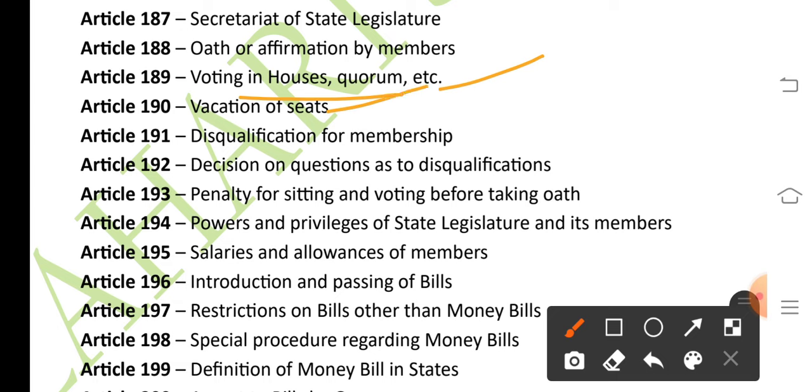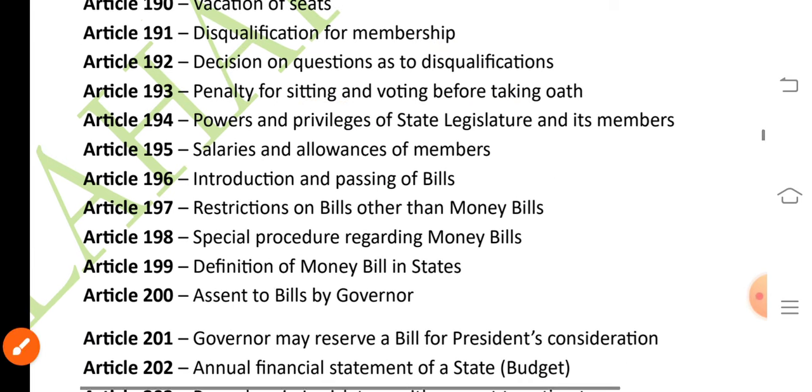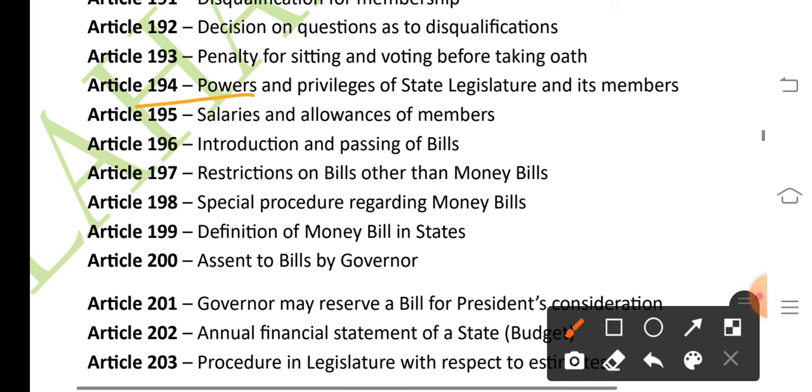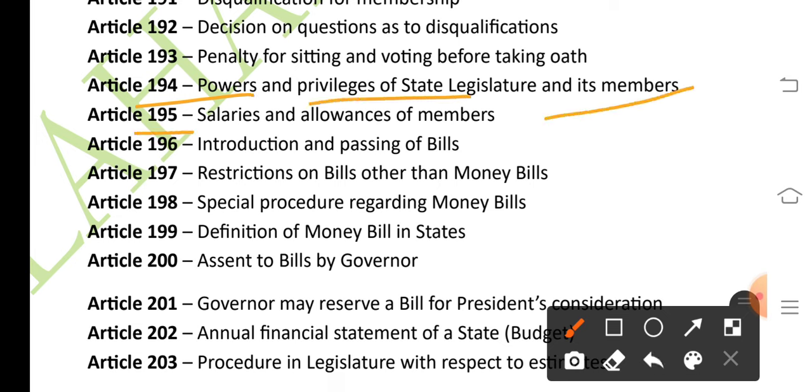190, vacation of seats. 191, disqualification for membership. 192, decision on questions as to disqualification. 193, penalty for sitting and voting before taking oath. It is before taking oath. Next, 194, powers and privileges of state legislature and its members. 195, salaries and allowances of members.